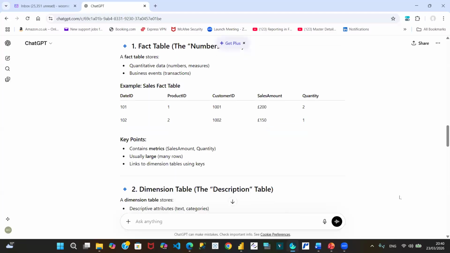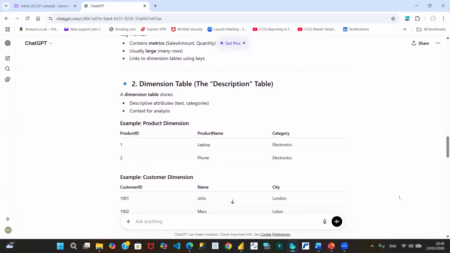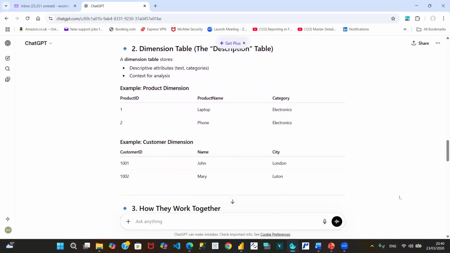But the dimension table is the description table, the qualitative. We talked about different types of data, quantitative and qualitative. Quantitative is the fact table, that's what the fact table gave us, or we derive more from the fact table. Qualitative sides are now descriptives, okay? Like the customer is a descriptive, the location is a descriptive, the date is a descriptive. It gives context.